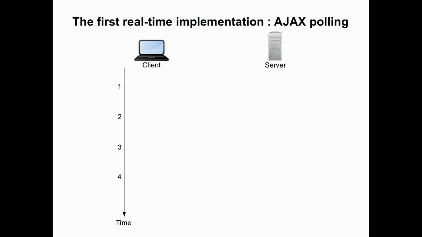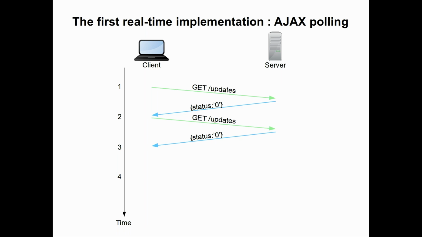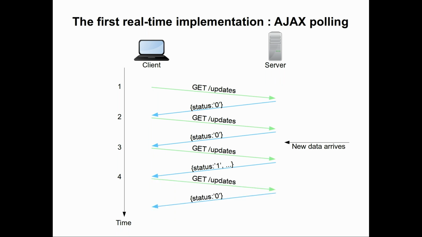Then the first attempt at real-time updates was Ajax polling. So you would say, get updates, and the server would reply, nope, got no updates. And again, nope, got no updates, until at some point there was some new information, and then the server would say, yep, I got an update, and here's the data. And then again, it would poll, nope, got no updates. Not very friendly in terms of server load. You're constantly polling, so this is not ideal.